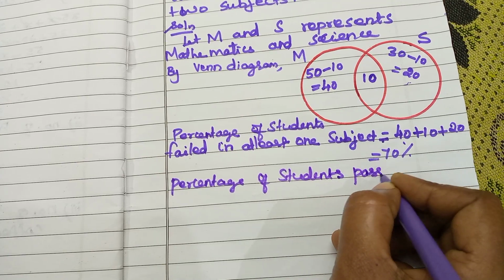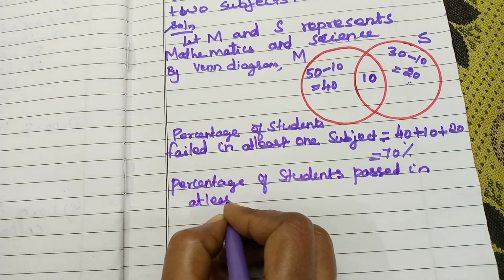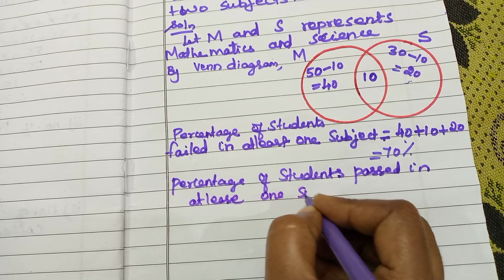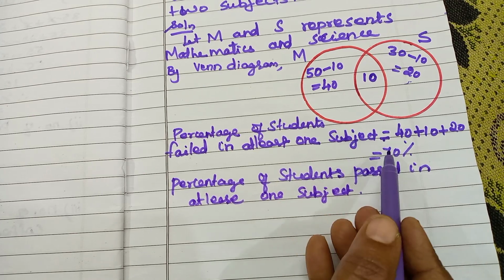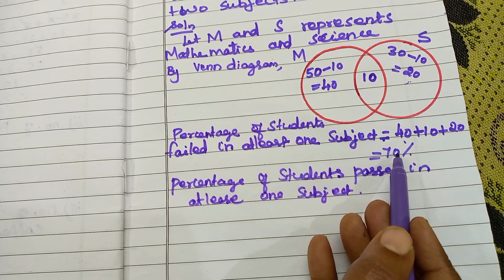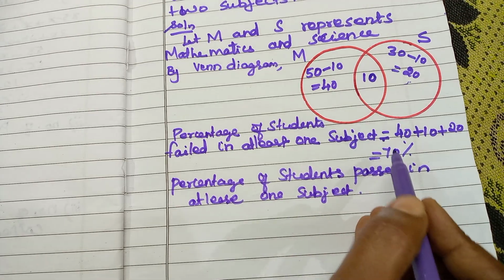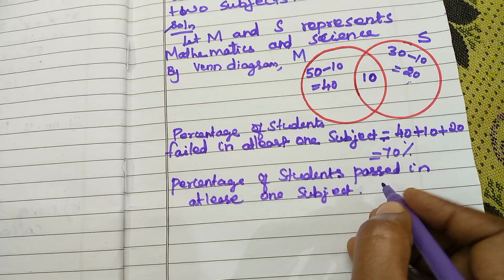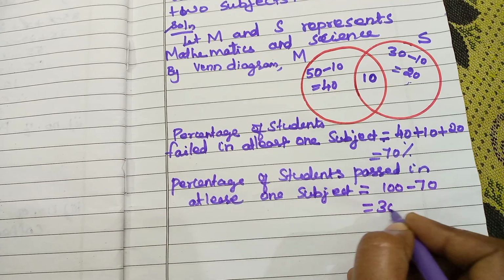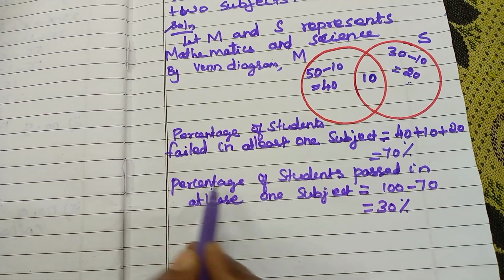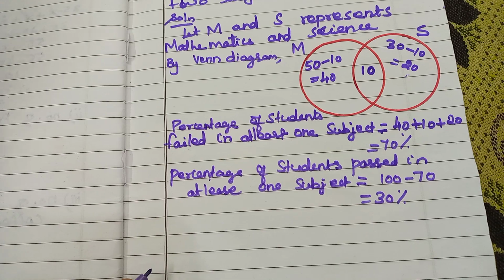Now similarly, percentage of students passed in at least one subject. Easily can find out now. Percentage of students failed in at least one subject is 70. So passed in one subject is 100 minus 70. Understand, students? Among 100%, 70 of them failed, no? So remaining will be passed, which is equal to 100 minus 70 is equal to 30%. We are finding the percentage, so here percentage symbol we have to give.